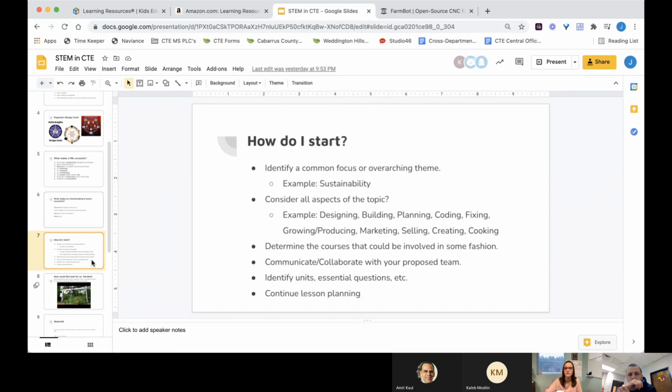interdisciplinary problem-based type lesson. So maybe sustainability is your overarching theme. Okay, we're going to learn that in the 8th grade, so that's what we want to focus on. What courses, what subjects can be involved in this? So considering all the aspects of the topic. When we talk about sustainability, you're thinking of something that doesn't get used up in a year, but there's a lot more that goes into that. You've got designing and building and planning and coding and fixing. You've got growing or producing, marketing.